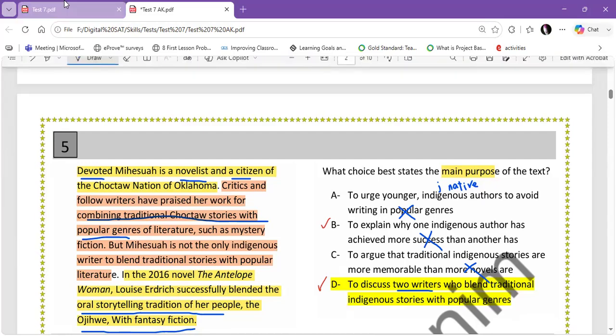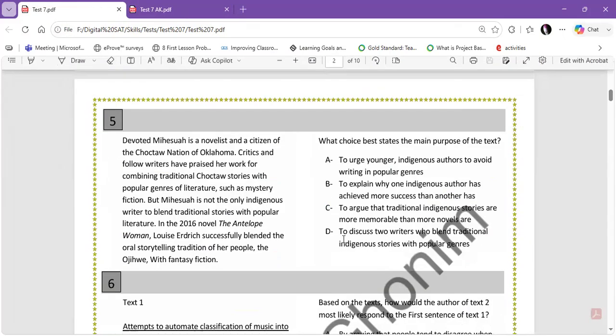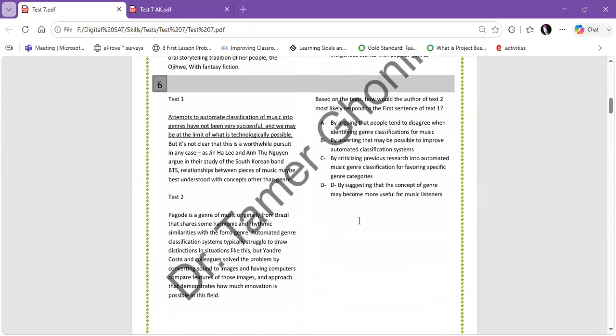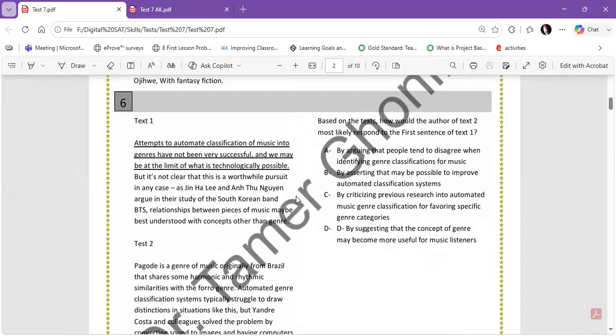Clear? Focus with me here, please. Number 6 and its cross-text connection. Go on. Find the answer for the cross-text connection. Do you see it? Okay.